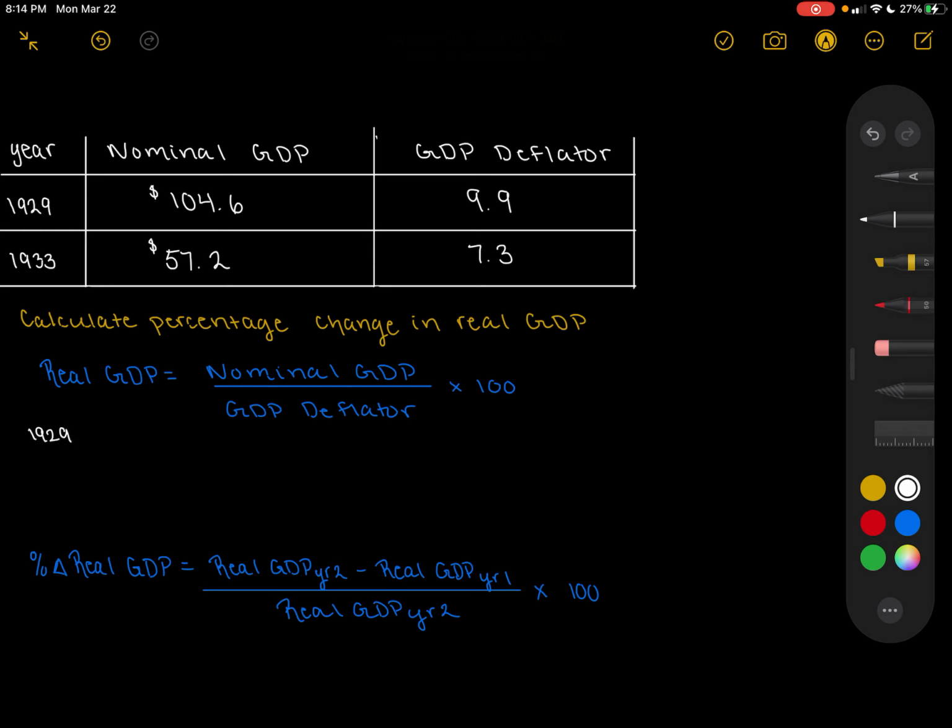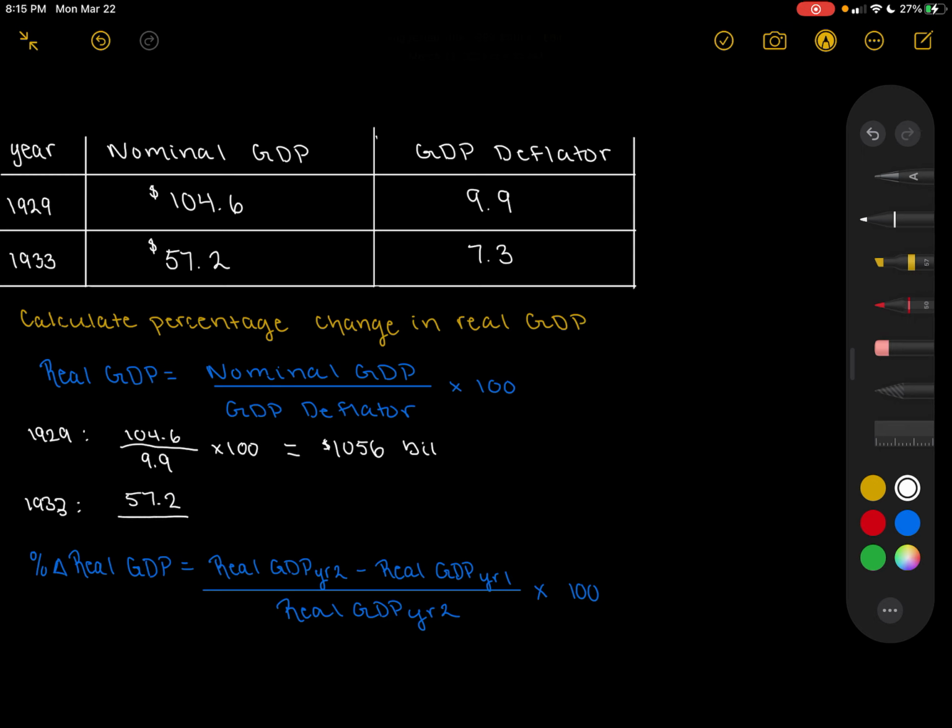So in 1929, we have a real GDP, which would be equal to its nominal GDP of 104.6 divided by its GDP deflator of 9.9, and that gets multiplied by 100. We plug that into our calculators, we'll see that in 1929 we had a real GDP which is equal to $1,056 billion.